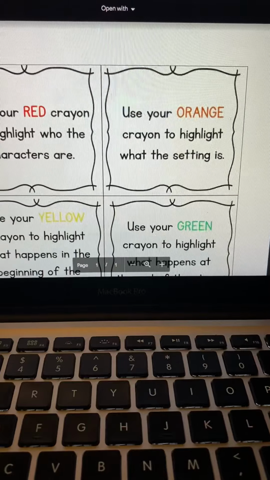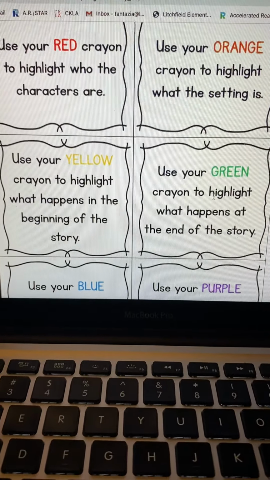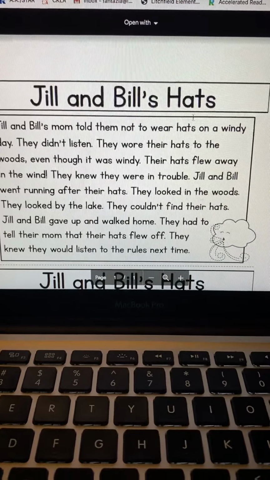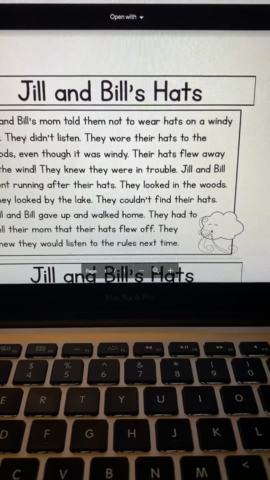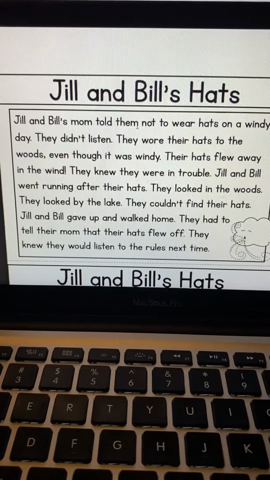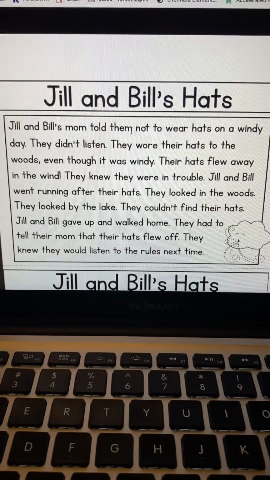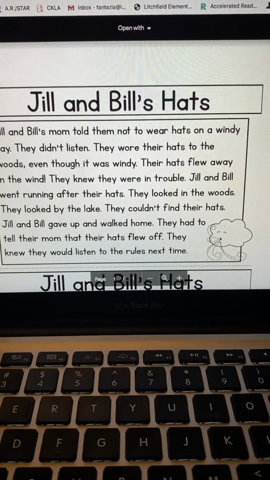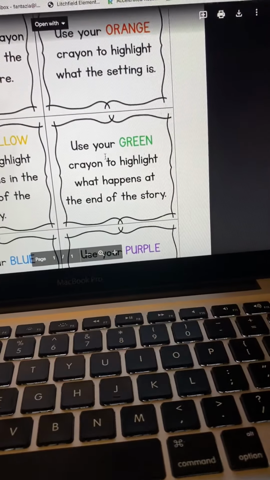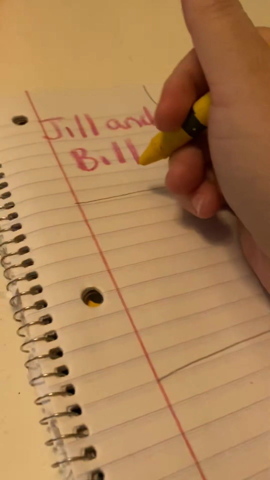All right, next one we're looking for in yellow to highlight what happens in the beginning of the story. So that's kind of nice, because we can just look at the beginning. Well, what happened in the beginning? Uh-oh, their mom told them not to wear hats, and they did not listen. So with my yellow crayon, which is going to be hard to see, but it's okay, because as long as you're getting the detail out, that's what I care about.